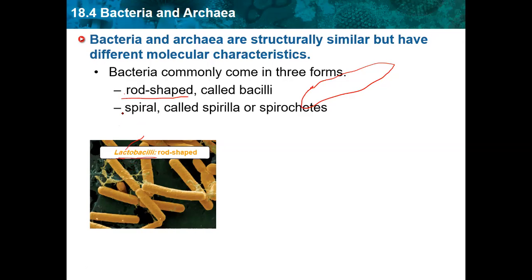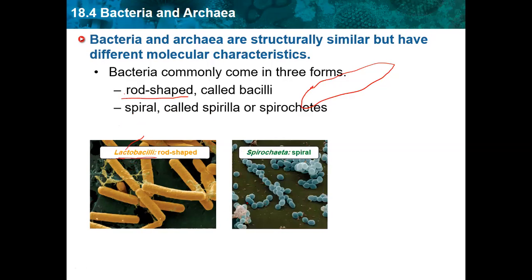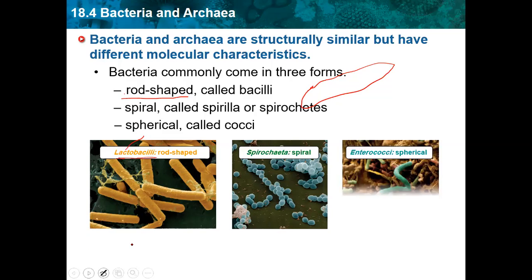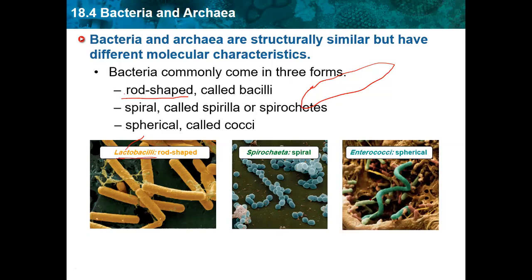Another one is the spiral, which is called the spirochete or spirula. They look like this, connected together like small, tiny ribbons. They're called spirals. An example is spirochete. Another one is spherical, which is called cocci. The cocci look like a sphere. An example is enterococci. All of them cause disease. They cause diseases for people, and they're very deadly.